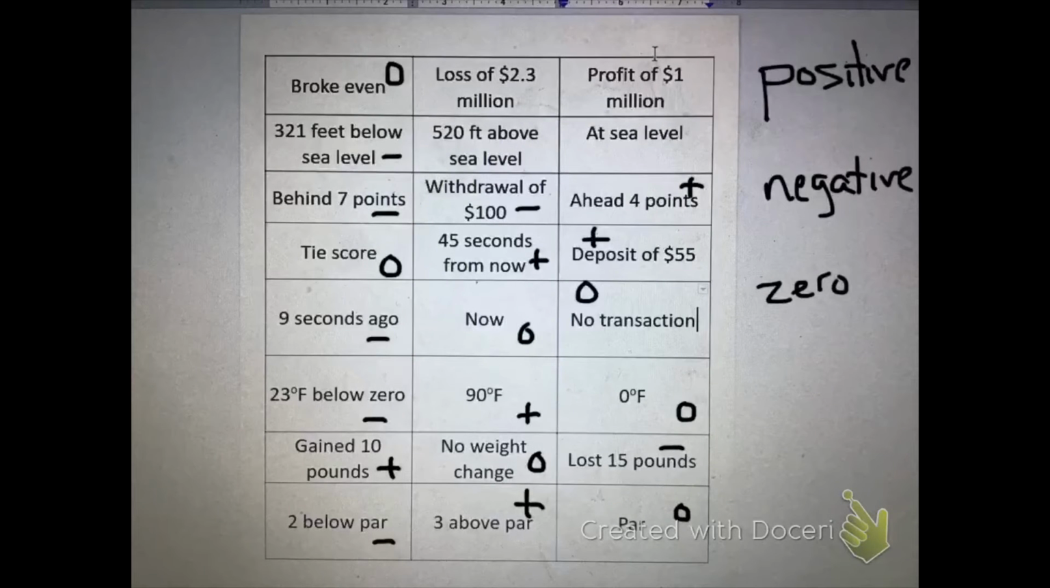At sea level is zero. 520 feet above sea level is a plus. Loss of $1 million means it's gone. Profit, another word that kids may have issues with, means that it's being added to your account.